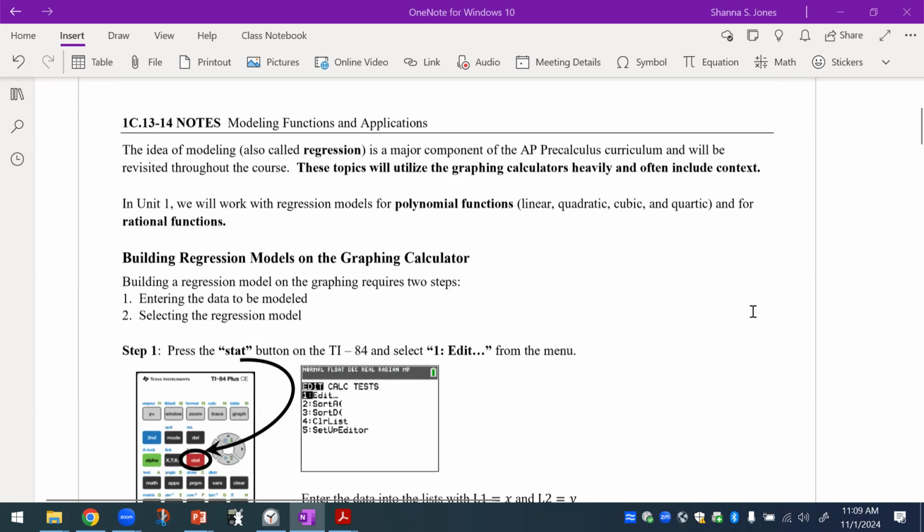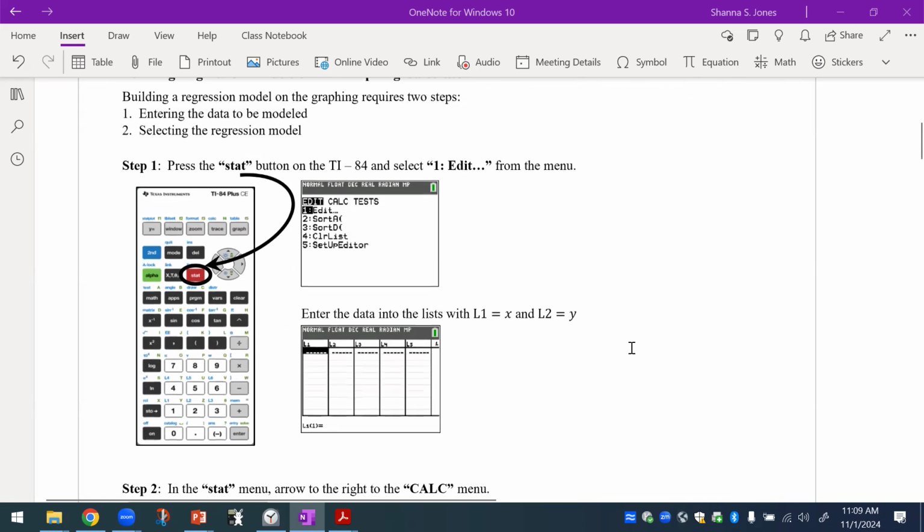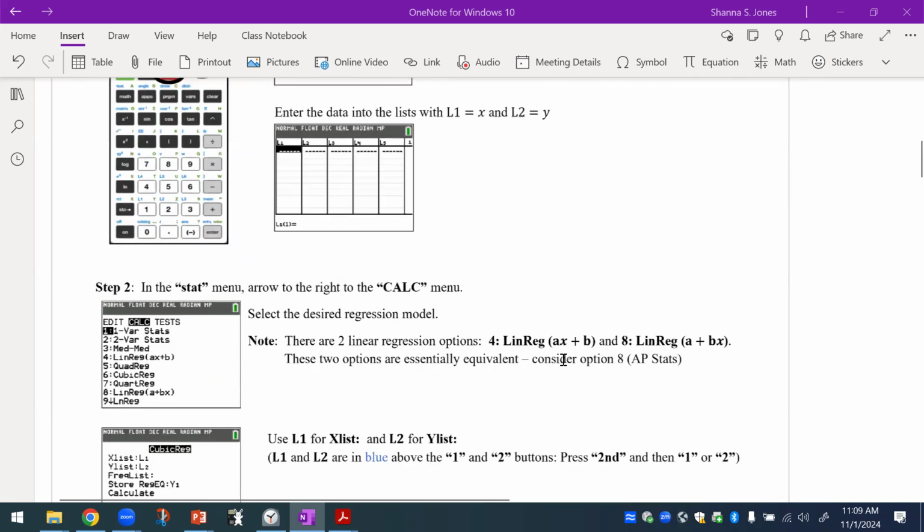When you're building your regression, remember we're entering our data into the calculator, correct? So remember stat edit. We're going to go to stat, go to edit, and we input our values into L1 and L2. Everyone remembers that? Sounds familiar? After you go to stat edit, you then go to the stat menu and arrow over to calc because we want to calculate. All right, depending on what we're trying to calculate.